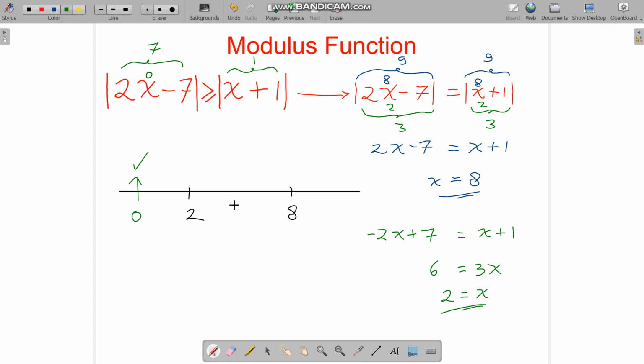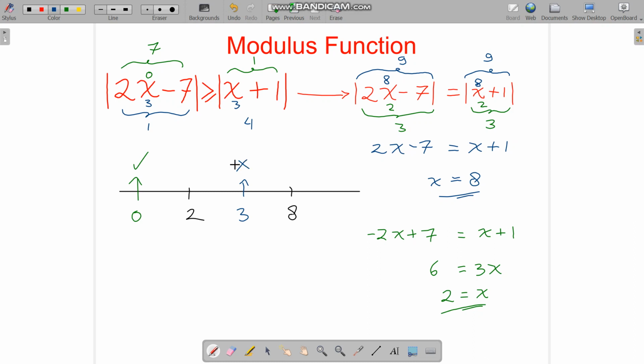Between 2 and 8 we can use, for example, 3. So if we plug in 3, on the left we have 6 minus 7, minus 1, so it's 1 in absolute value. On the right, if you plug in 3 we get 4. 1 is bigger than 4. No, it's not. So we cannot use this interval.